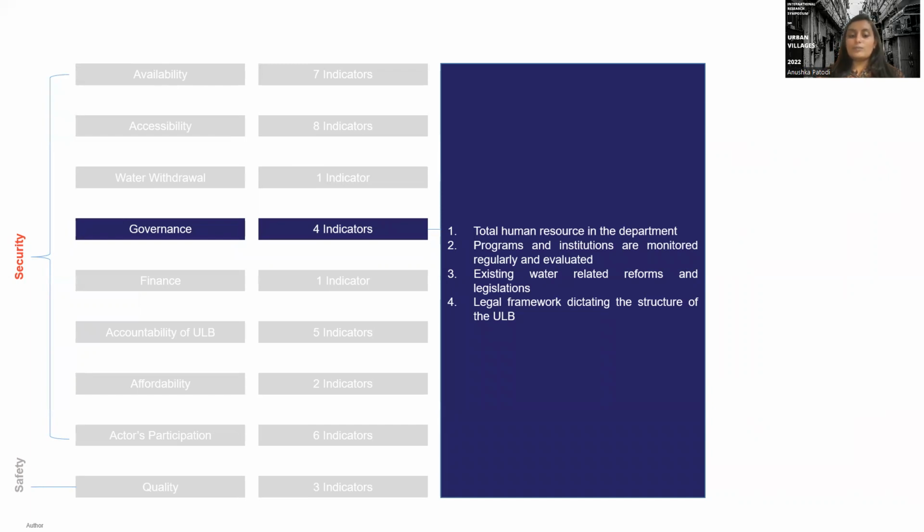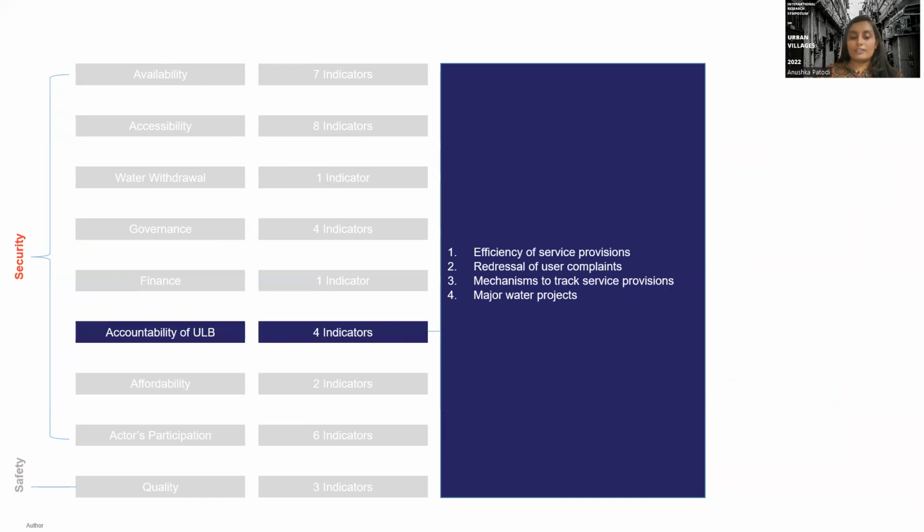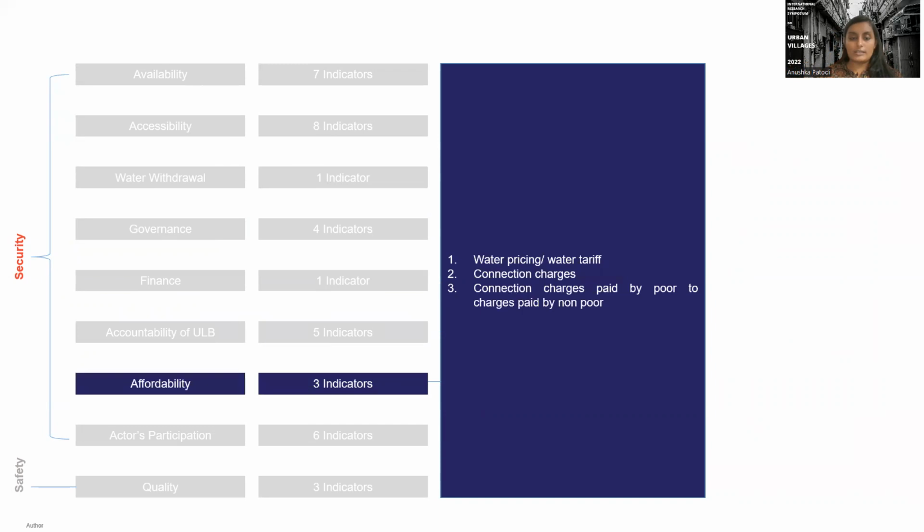For any place to function efficiently, a sound governance system is necessary. This helps in monitoring things well and improves the quality of services. The next indicator is finance. To provide services in the city, it is necessary to maintain its finances, under which we are looking into cost recovery and collection efficiency. For better functioning of the water supply system, it is necessary to understand how efficient the service provisions are.